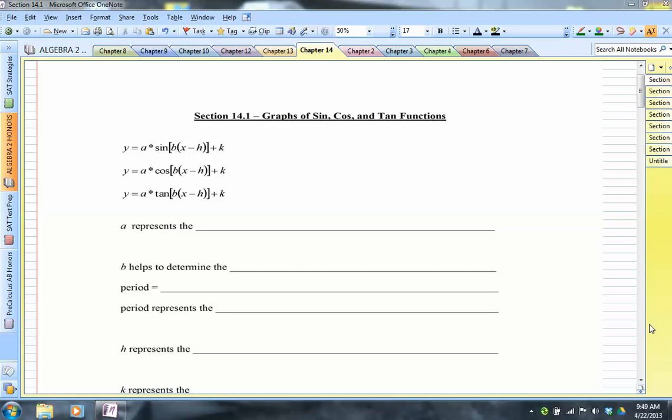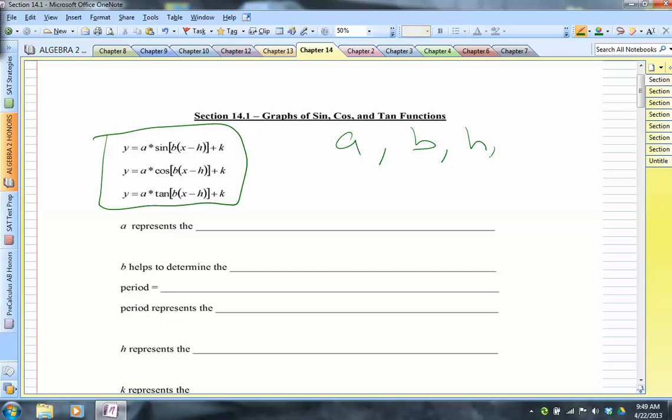Okay, so here we have three equations. And we have a bunch of letters: A, B, H, and K. I'm going to talk about what each of these letters represent, and then when we do the graphs, you'll see why those letters represent those things.